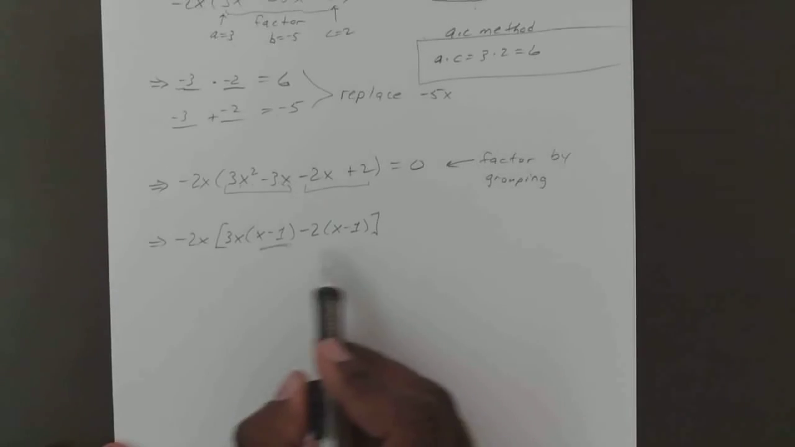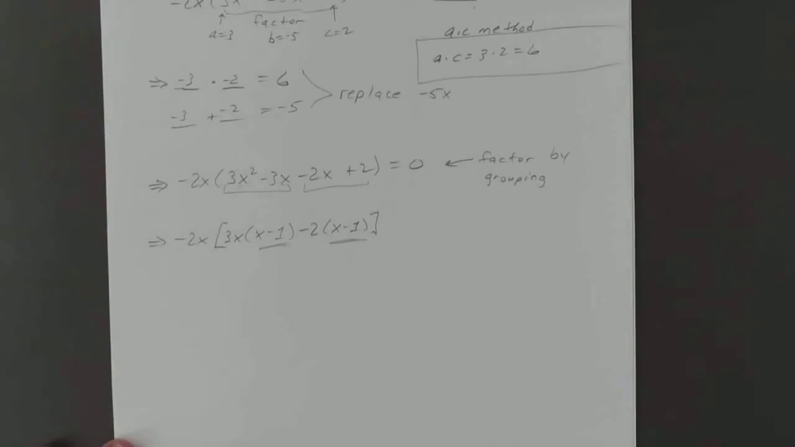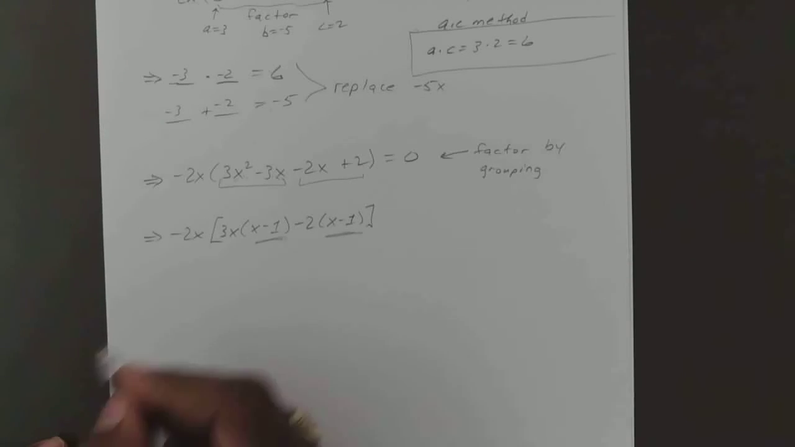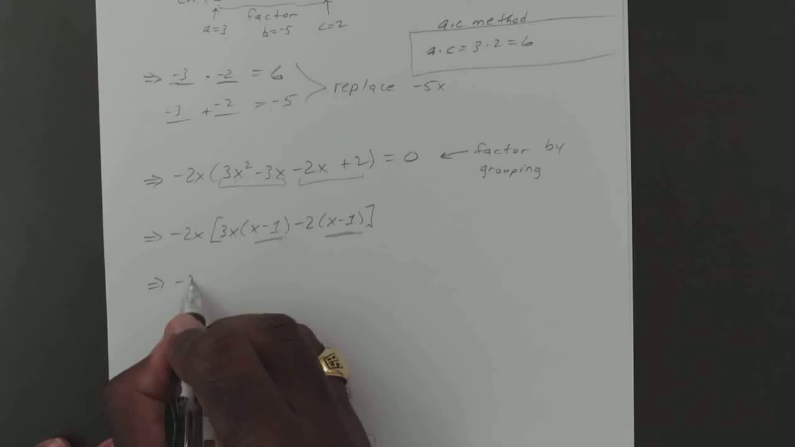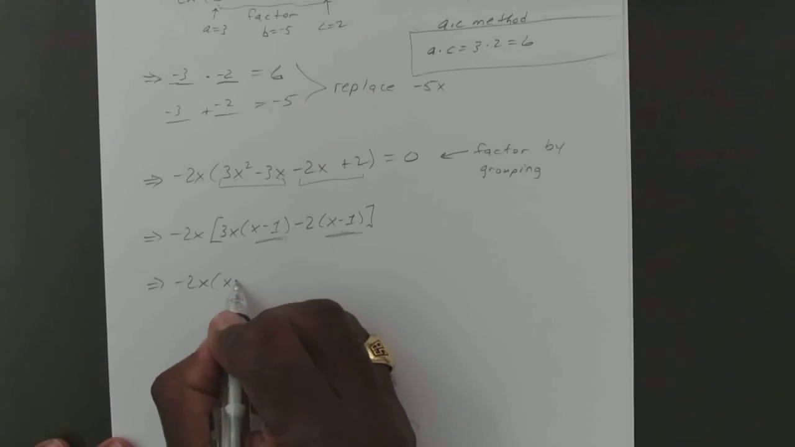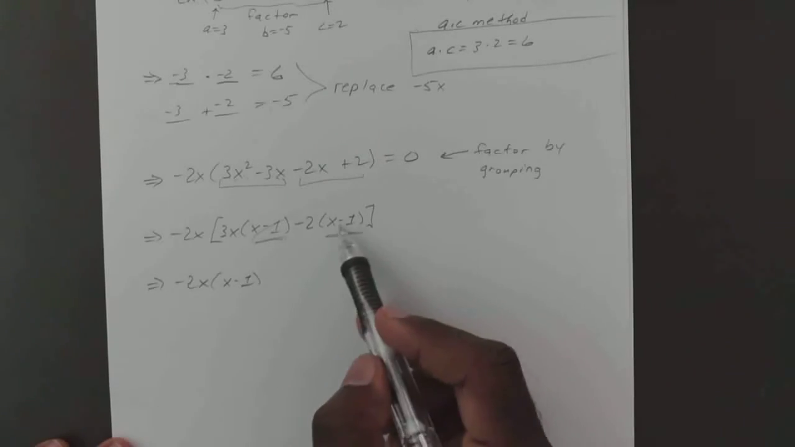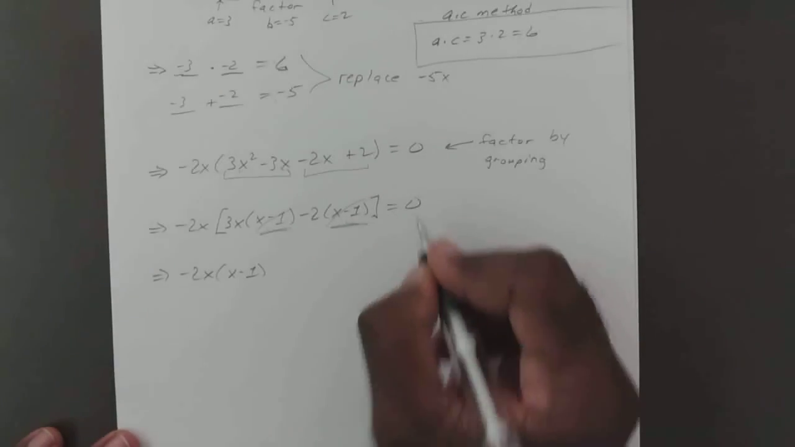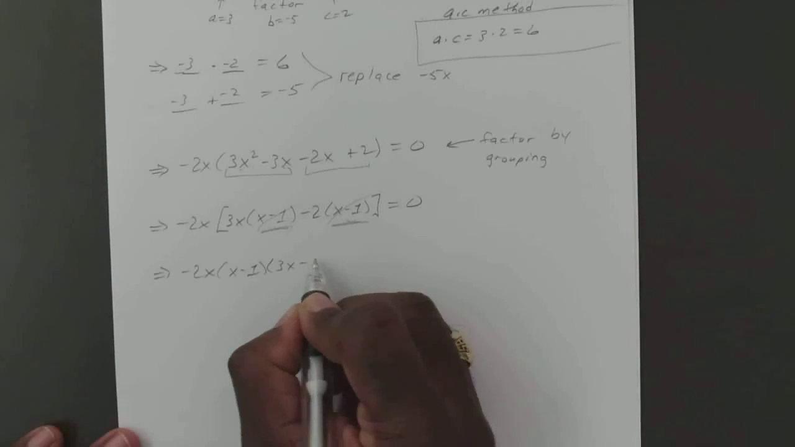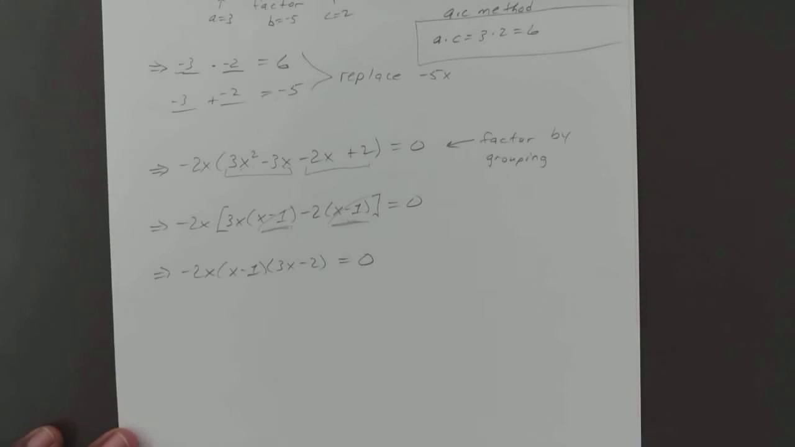Okay, so we have our matching binomials, which is the goal whenever you're using the a times c method or factor by grouping. So you have negative 2x. You can factor out the x minus 1 and cross it out if you like. Oh, forgot my equals 0. And what's left goes into the other parentheses. Okay, so we have negative 2x times x minus 1 times 3x minus 2 equals 0.